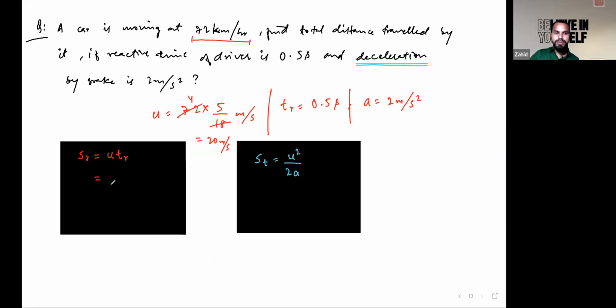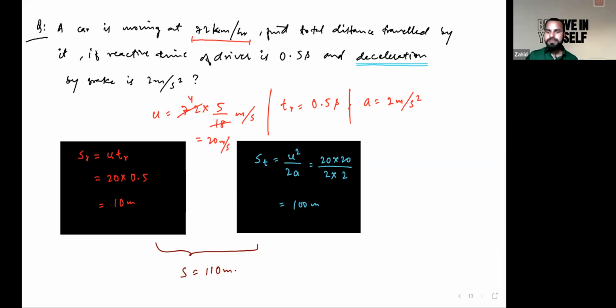Just see, U is the speed at which the car is moving, that is 20, and reaction time is 0.5. So if you solve, you will get just 10 meters. Next part, U is 20, so it will be 20 into 20 divided by 2, and A is just 2. So if you simplify it, you will get 100 meters. So the total distance traveled by the car to get finally stopped would be the sum of these two terms, so it would be 110.